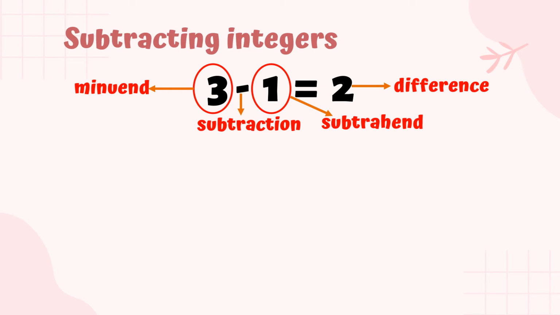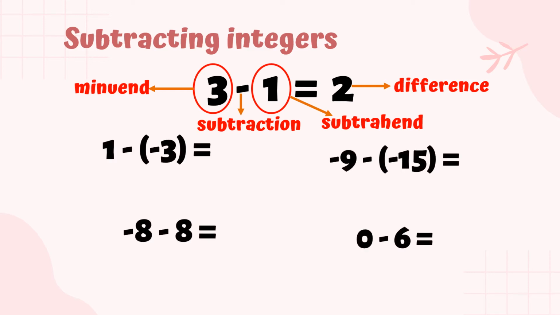So again, to subtract integers, we simply change the sign of your subtrahend to its opposite sign. Example, we have here 1 minus negative 3. So our minuend is positive 1. Our subtrahend is negative 3. So hindi po natin gagalawin si minuend. Focus lang po tayo kay subtrahend. So ito po ang i-change natin. If negative po si subtrahend, gagawin po natin siyang positive. So sa negative 3, magiging positive 3.